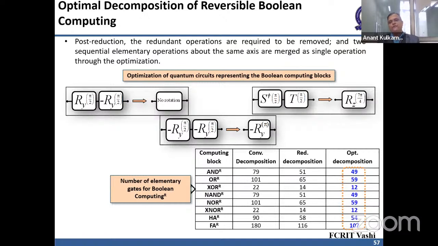Just imagine, for an AND gate, the number of operations is reduced from 79 to 49 after the optimal decomposition. So how many operations are reduced? 30 operations are reduced. Can you imagine how efficiently we can carry out the task now? And just look at the full adder. The number of operations is reduced from 182 to 107. Almost how many operations are reduced? This is the second significant contribution to the scientific society.